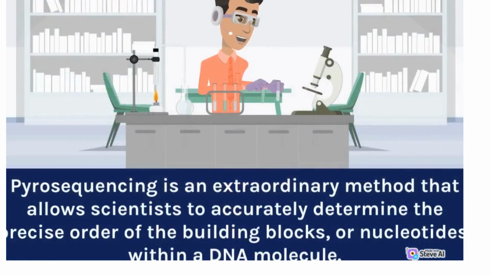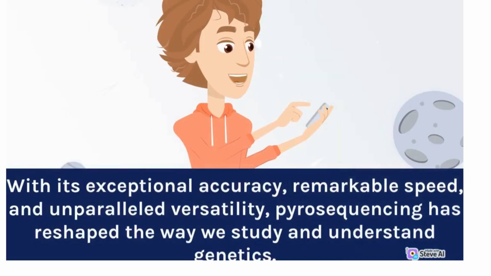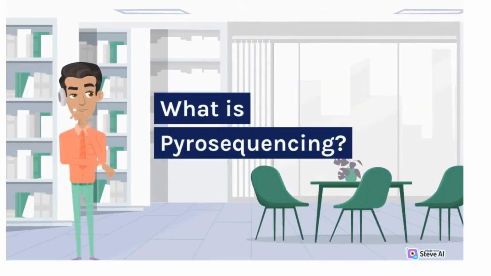Pyrosequencing is an extraordinary method that allows scientists to accurately determine the precise order of the building blocks, or nucleotides, within a DNA molecule. With its exceptional accuracy, remarkable speed, and unparalleled versatility, pyrosequencing has reshaped the way we study and understand genetics. What is pyrosequencing?